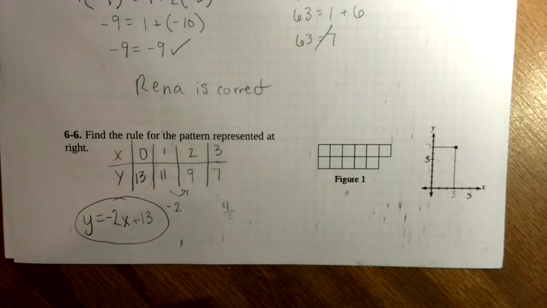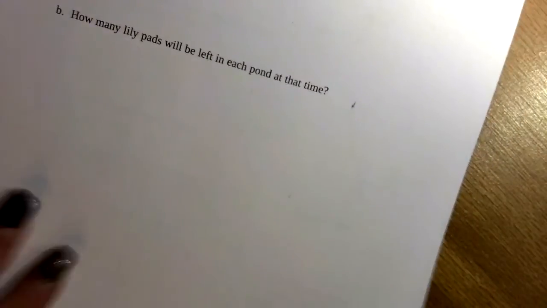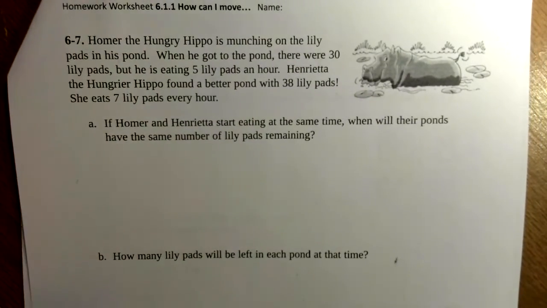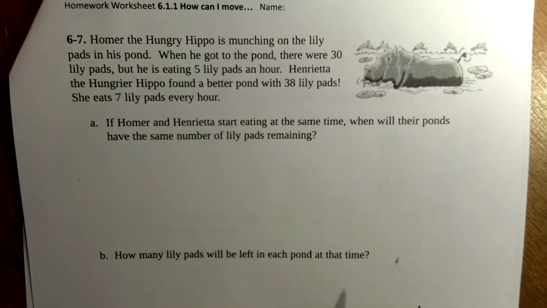Okay. All right. One more page here with one more question on it. Kind of a long one. All right. Homer, the hungry hippo, is munching on the lily pads in his pond. When he got to the pond, there were 30 lily pads, but he is eating 5 lily pads an hour. Henrietta, the hungry hippo, found a better pond, of course she did, with 38 lily pads.